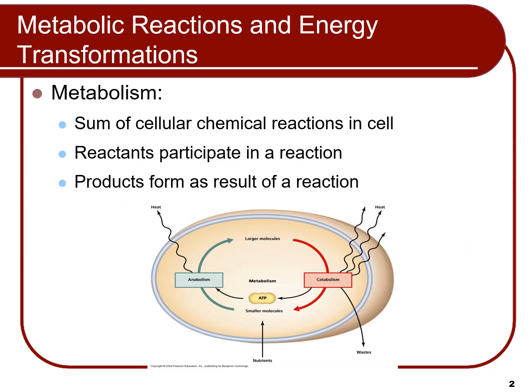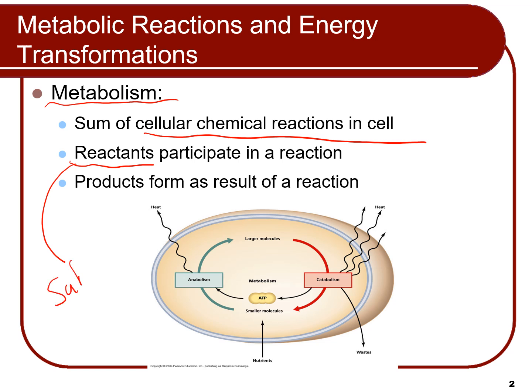So again, metabolism is all the chemical reactions that occur inside of your cell, and there are thousands of them. The things that you start with are called reactants. They also are sometimes called substrates. And I think I tend to use the word substrates more. And I'll identify them as I show you specific reactions. And what you end up with are products.